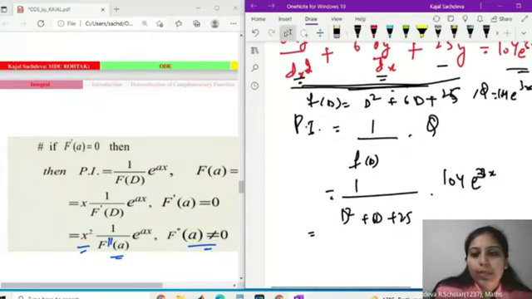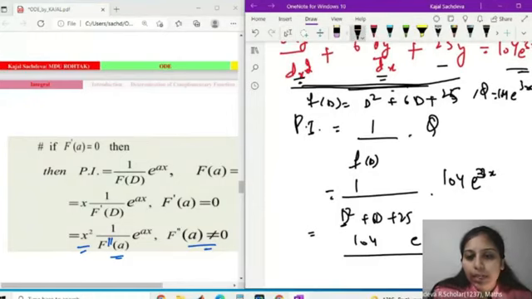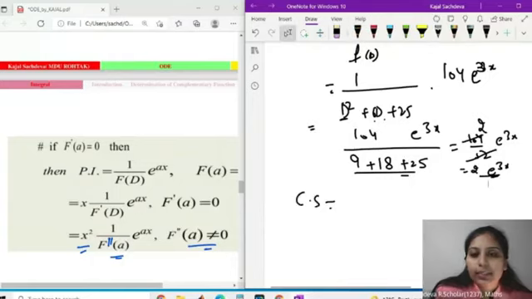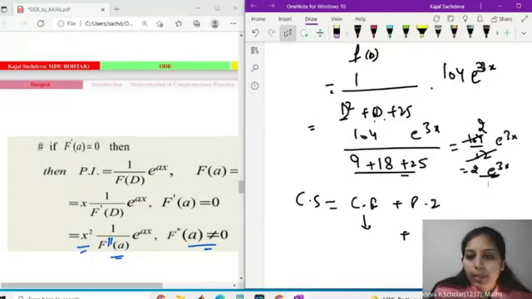So 104 e raised to power 3x. When we replace D by 3, we get 9, 6 into 3 is 18, plus 25. So the sum is 27 plus 25, that is 52. 104 e raised to power 3x upon 52, cancel out by 52, so we get 2 e raised to power 3x. So this is our PI, and for the complete solution we just write CF plus PI. CF can be found in a similar way, plus PI we have found here, 2 into e raised to power 3x.